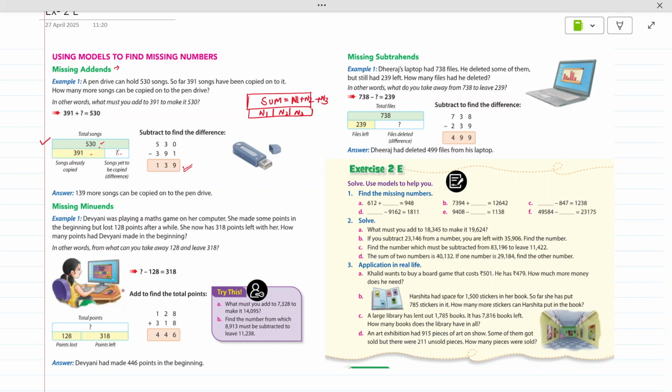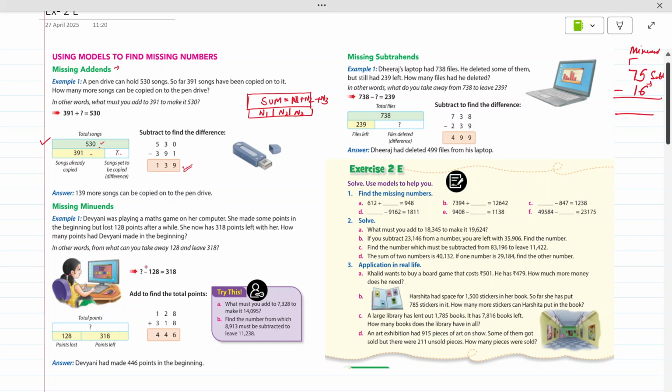Similarly, we can use the models to find the missing minuends also. So how can we do it? Here, kids, what is minuend? Minuend we've already done in the lower classes. It is the bigger number from which we are doing the subtraction. And one is minuend, the other one is the subtrahend, that is the smaller number which is being subtracted. For example, if I have 75 minus 16, then 75 is the minuend and 16 is the subtrahend.